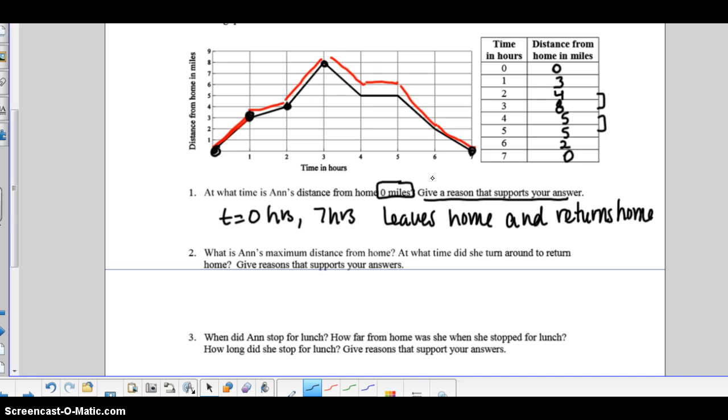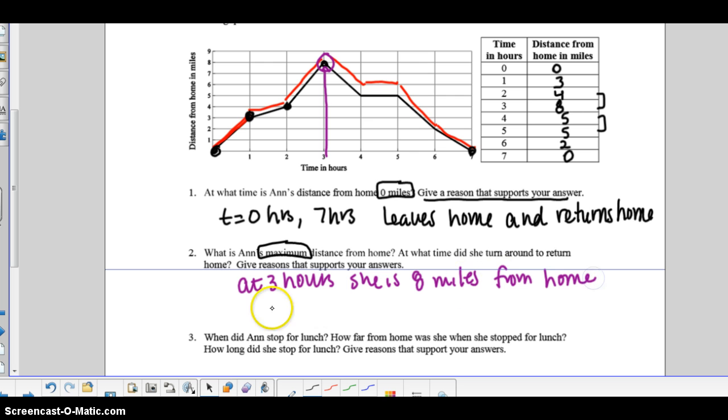Number 2 says, what is Anne's maximum distance from home? So maximum distance would be when she gets the furthest away from home. At what time did she turn around to return home? Give reasons that support your answer. So her maximum distance from home happens right here. That's where it gets the farthest from home. So at 3 hours, she is 8 miles from home. And that is her maximum distance.